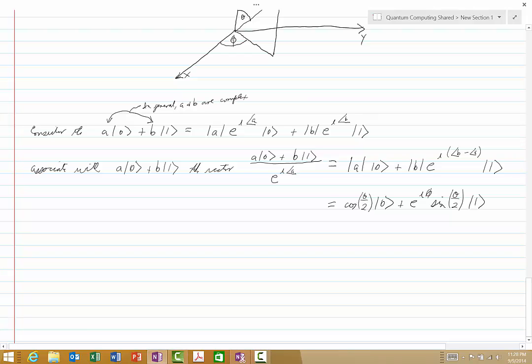So in other words, the Bloch sphere representation associates the state. Let me rephrase this.